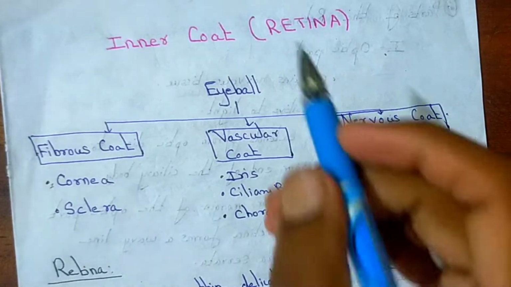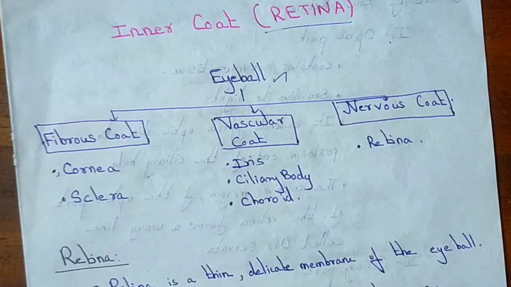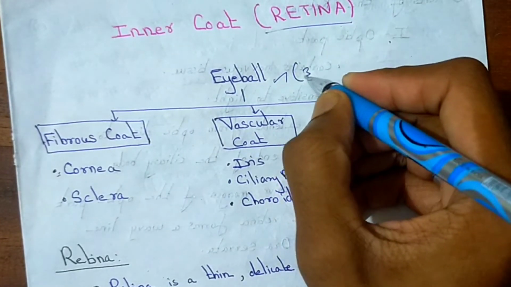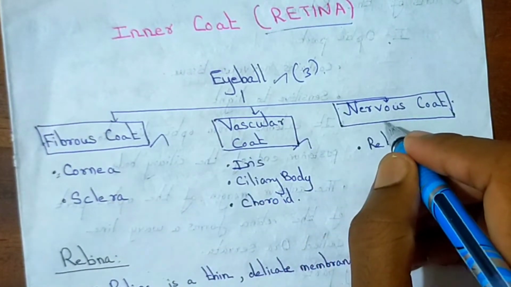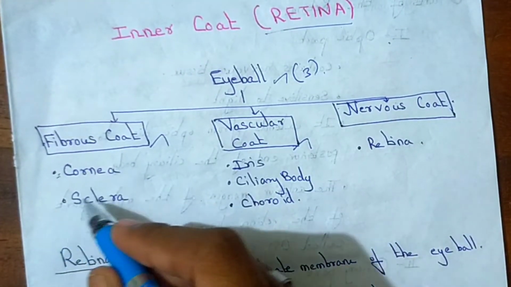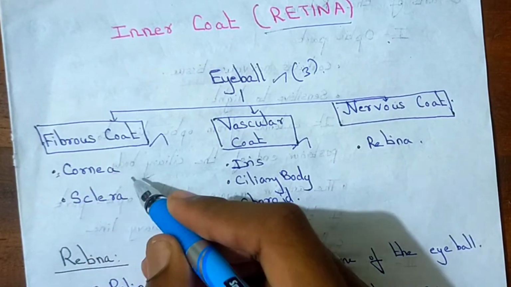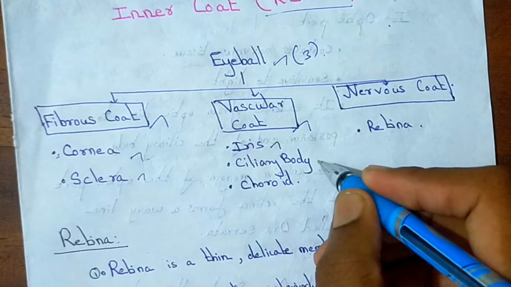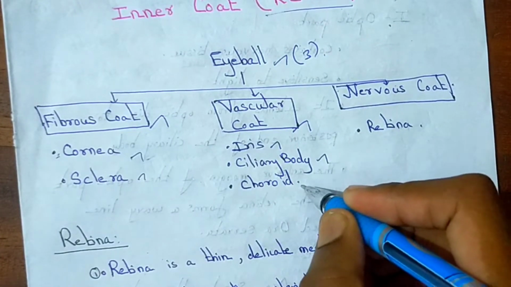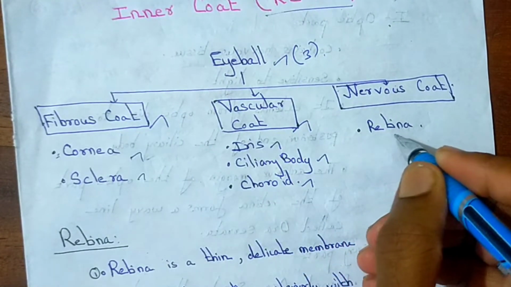We are going to see about the retina. First, let us see what the layers in the eyeball are. The eyeball has 3 layers: the fibrous coat, the vascular coat, and the nervous coat. In the fibrous coat, it has the cornea and sclera. In the vascular coat, it has the iris, ciliary body, and choroid. And in the nervous coat, it has only the retina.